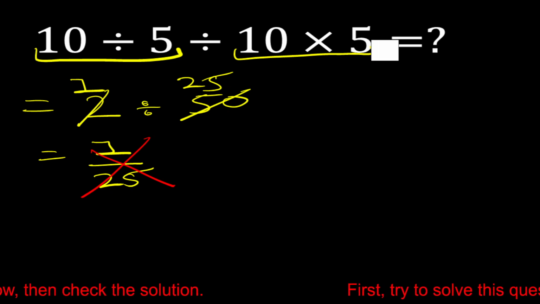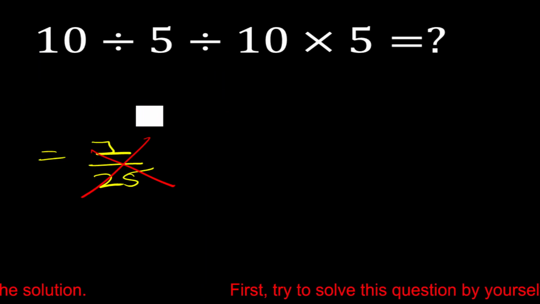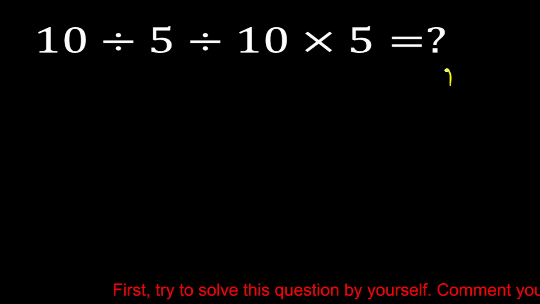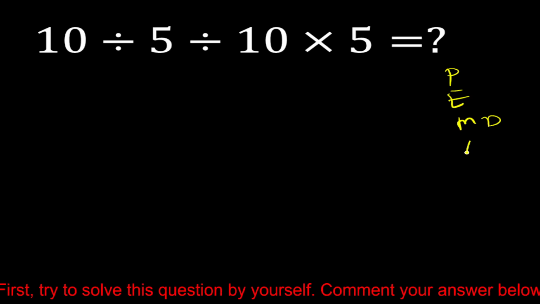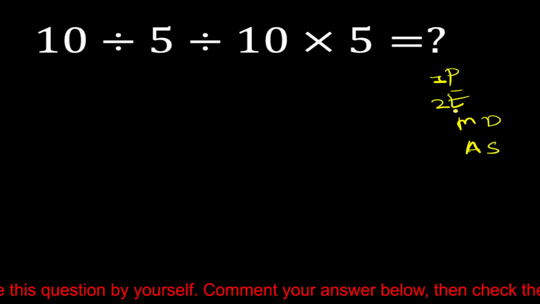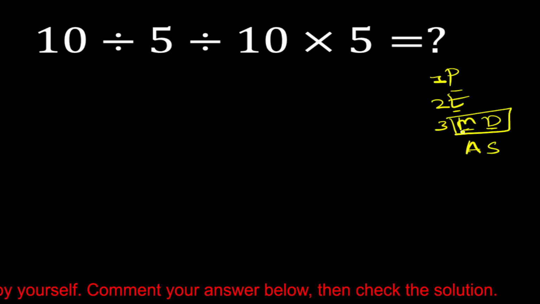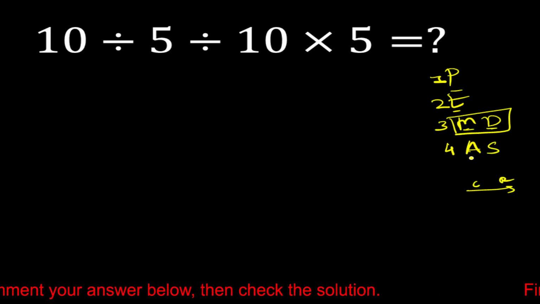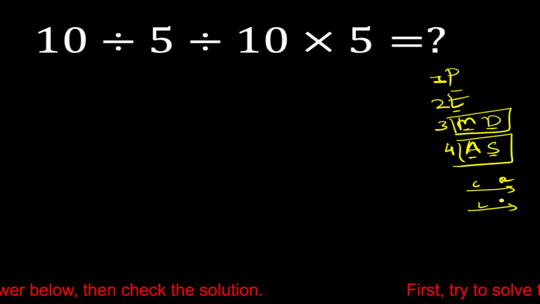So now let's solve this problem correctly by using a PEMDAS rule. Okay. PEMDAS. P E M D A S. According to PEMDAS, first priority is parentheses, second priority is exponents, third priority is multiplication and division. Here multiplication and division both have equal priority, so we have to solve it from left to right. Fourth and last priority is addition and subtraction. Also both have equal priority, so we have to solve it from left to right.